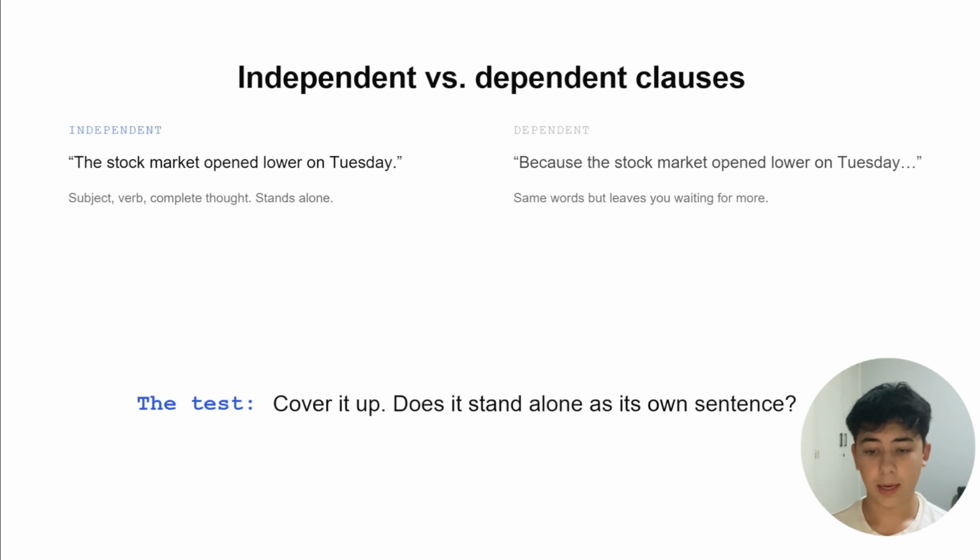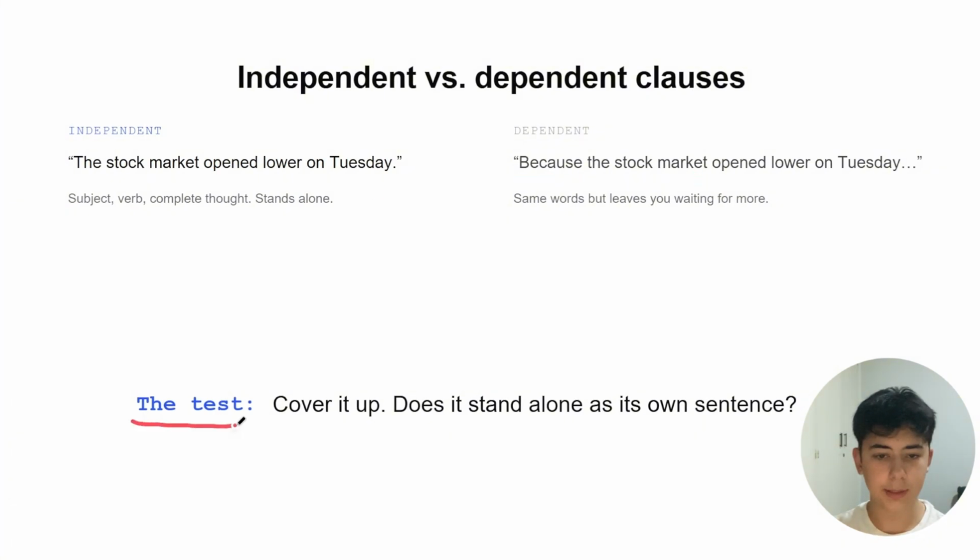For example, here we have this sentence: because the stock market opened lower on Tuesday. You have the same words as before, but rearranged. But in this case, you can see that it starts with because, and overall it's just left hanging, you don't really understand what the sentence is trying to tell you. The difference is here, okay, you have the same words in the sentence. However, the independent clause expresses a complete thought. However, a dependent clause does not do that.